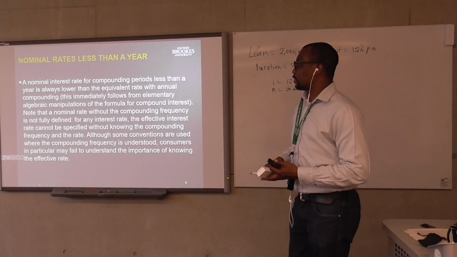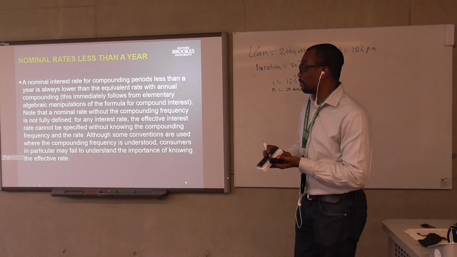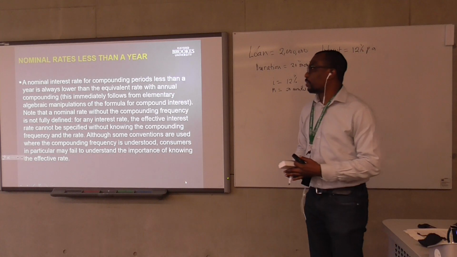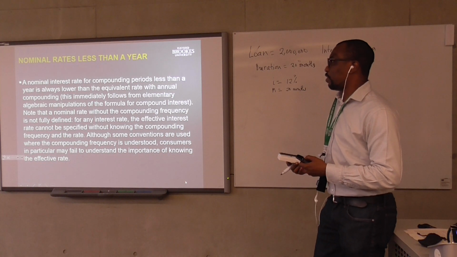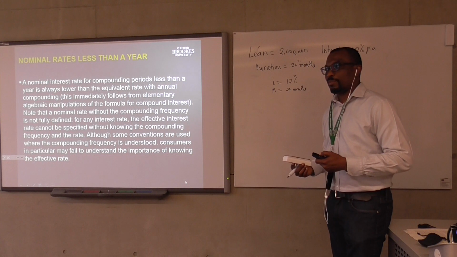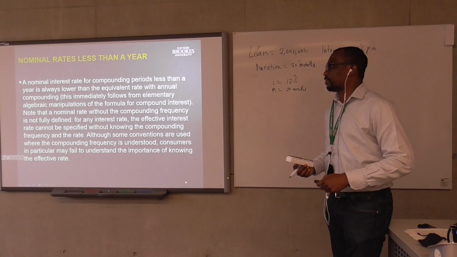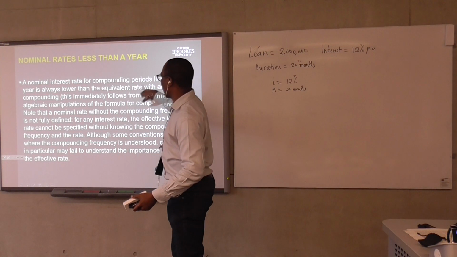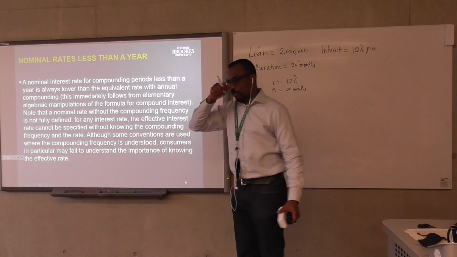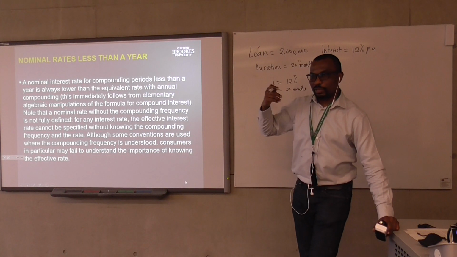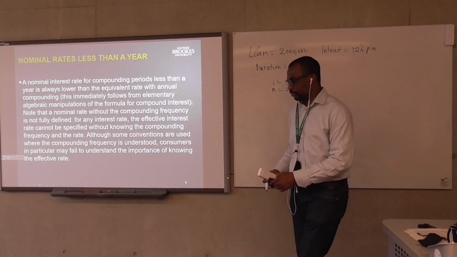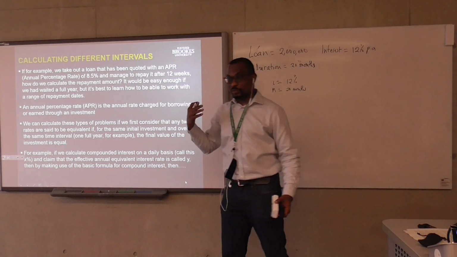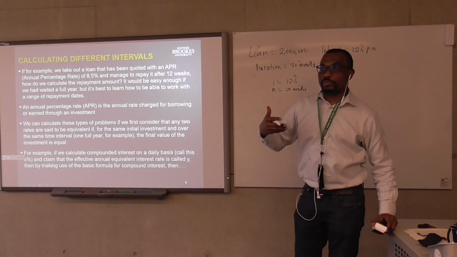But then also sometimes we have the case of a nominal interest rate where maybe you go in for a loan which is less than a year. In that case, it's always lower than the equivalent rate of annual compounding. Maybe you went to the bank for a loan at, let's say, 8.5%. You're supposed to have paid that loan in 1 year, which is 12 months.